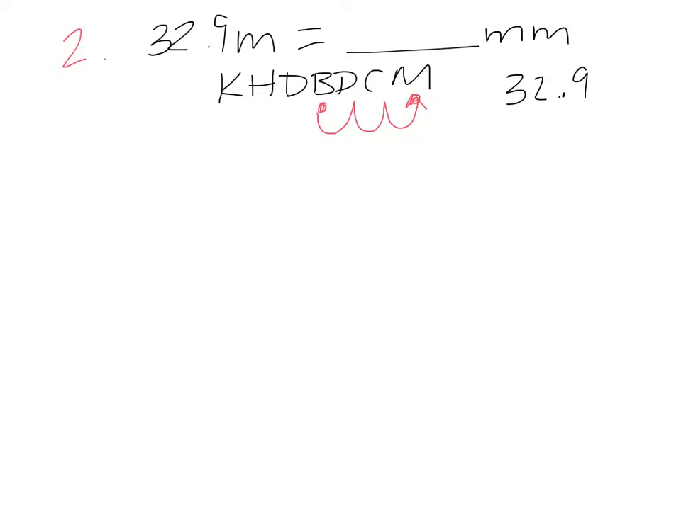32.9, there's my decimal point. I need to move it 1, 2, 3 jumps to the right. So I'm going to have to add in 2 zeros for placeholder. So 32.9 meters is equivalent to 32,900 millimeters.